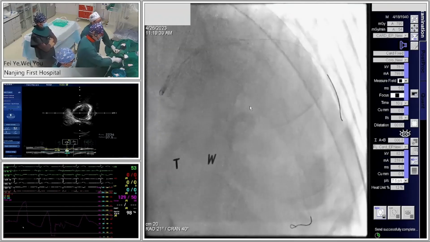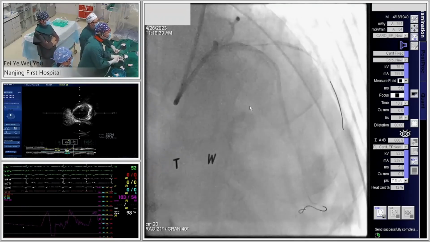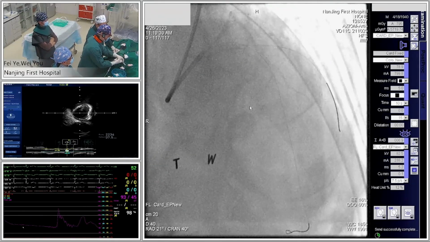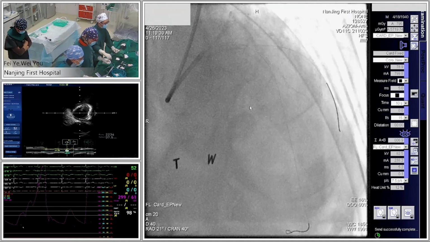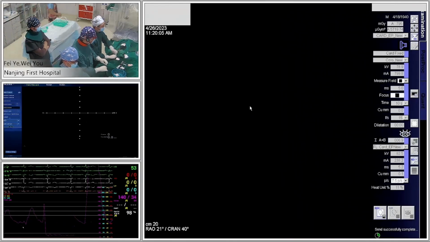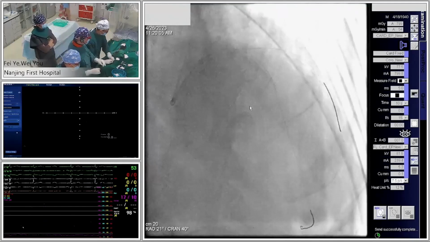Test. We will see the pressure is good. Okay, flow is good. Natural flow, so for the next step we can check the angio. We can check the IVUS to see if the calcification was prepared well.